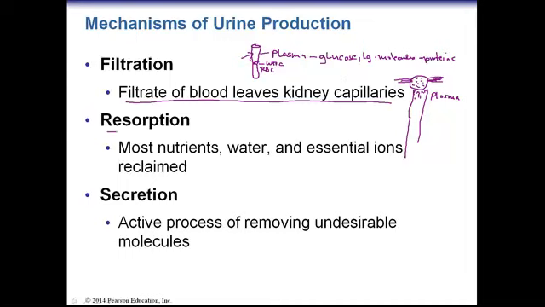Okay, so then we have resorption. So most nutrients, water, and essential ions will be reclaimed by the body because they're essential. You don't want to lose water unless you have too much and your blood pressure is too high. Secretion is an active process of removing undesirable molecules.